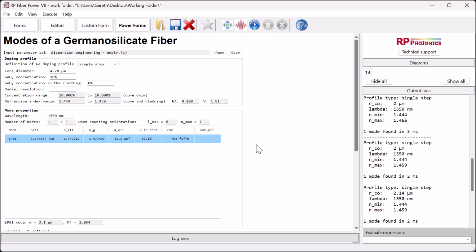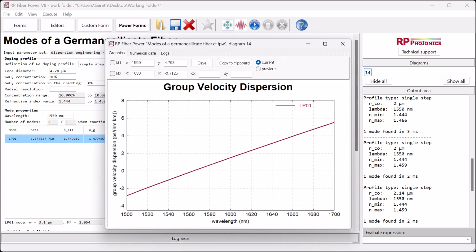This demonstrates how sensitive fiber properties are to these changes. It's clear that this step index profile probably won't achieve a flat dispersion curve. To achieve that, we'll need to explore some more complex doping profiles.